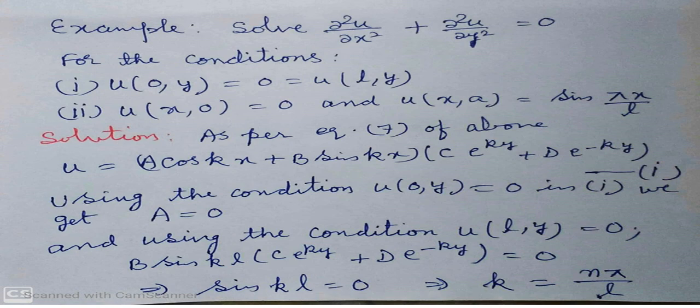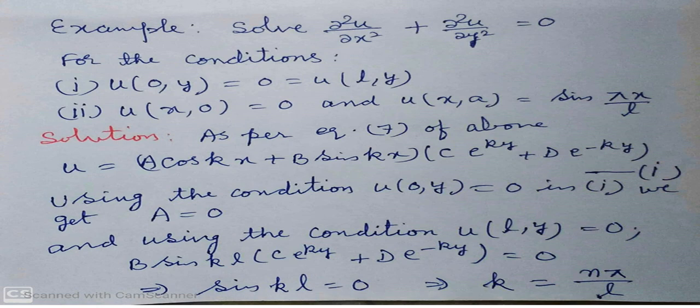Now we use the first condition u(0,y) = 0 in the above equation number 1. Then we will get A = 0, because the terms in the second bracket are exponential functions, they cannot be 0.